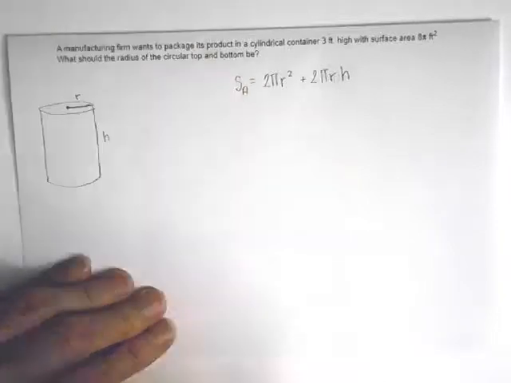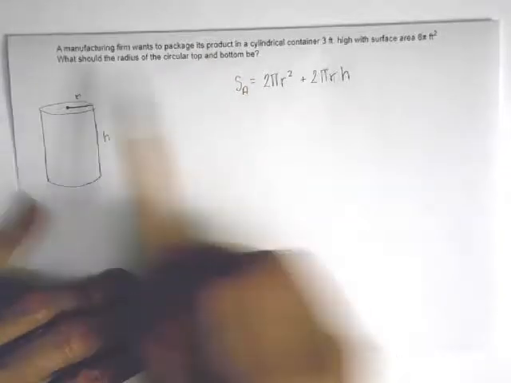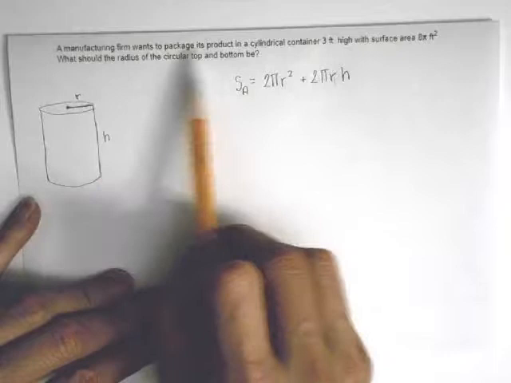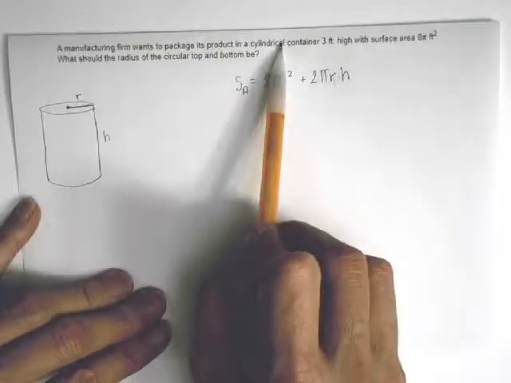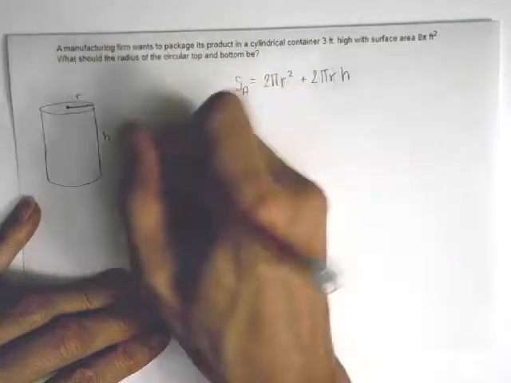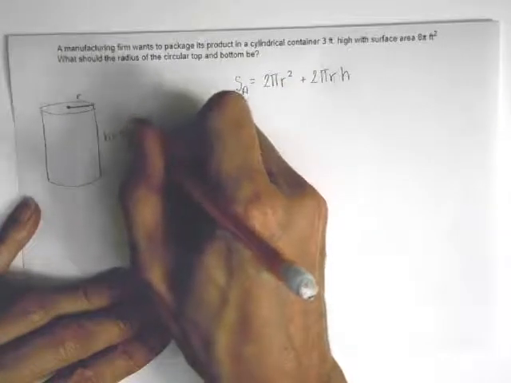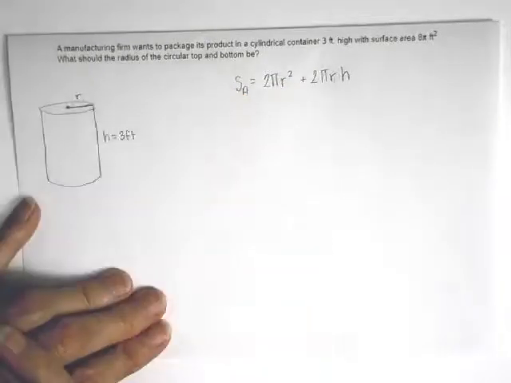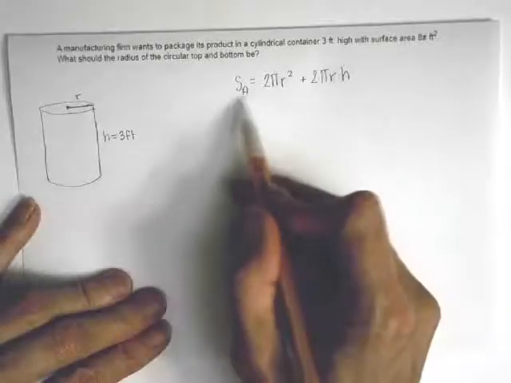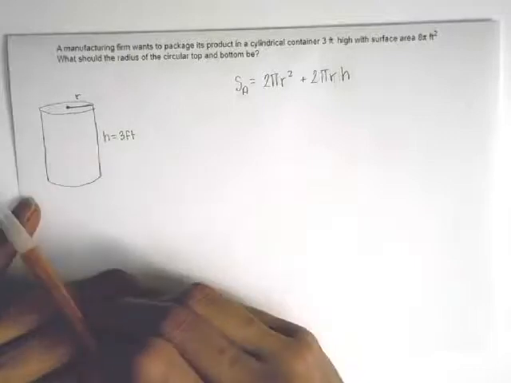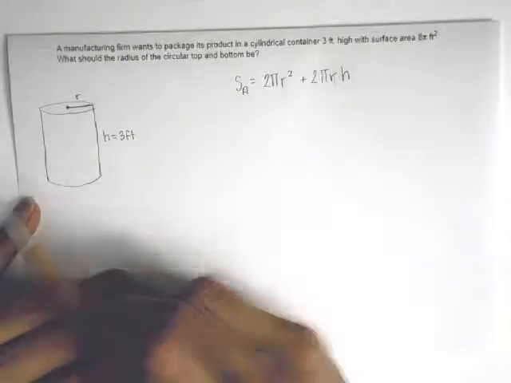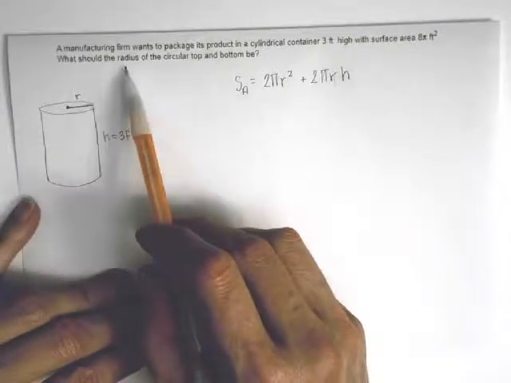So in this particular problem, it says a manufacturing firm wants to package its product in a cylinder container that is 3 feet high. So we know that this is 3 feet, with a surface area of 8 pi feet squared. So this part over here is 8 pi feet squared, and we were trying to solve what the radius is.